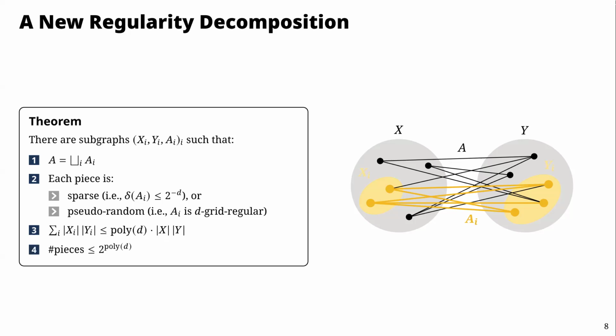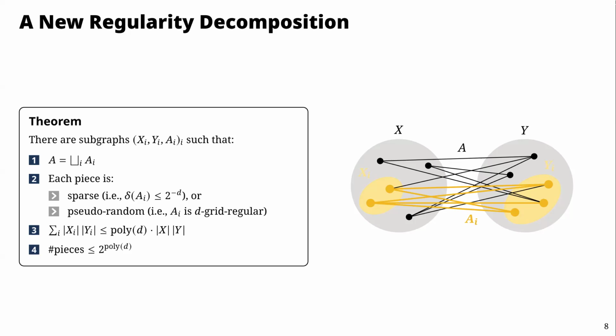And finally, we want to bound the number of pieces, which we managed to prove was 2 to the poly d. Now, if you think about it, with respect to the sparsity threshold we specify here, which was 2 to the minus d, this is actually a quasi-polynomial bound.